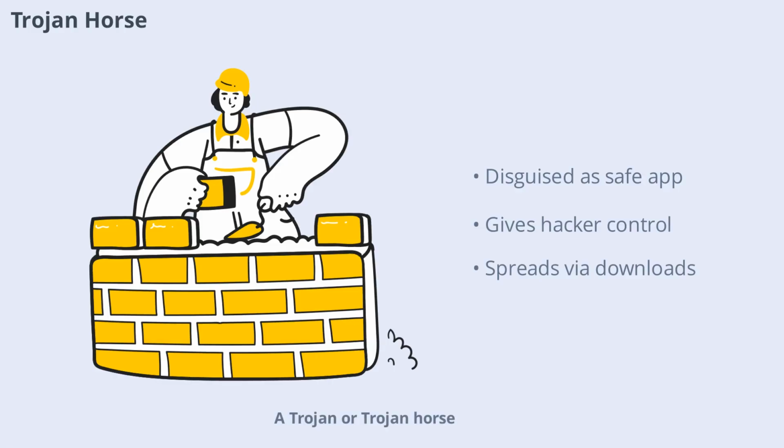A Trojan, or Trojan horse, is malware that disguises itself as a legitimate app or software. Once installed, it gives hackers control over your system. Trojans can steal your data, install more malware, or even use your device for attacks. They often spread through fake downloads or email attachments, so always double-check before installing anything new.